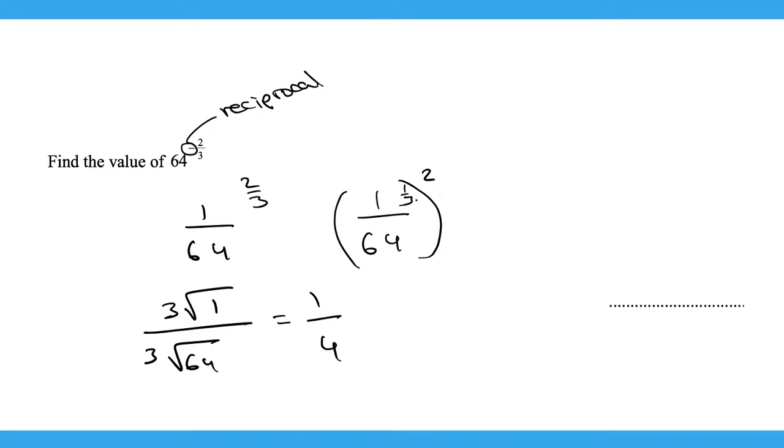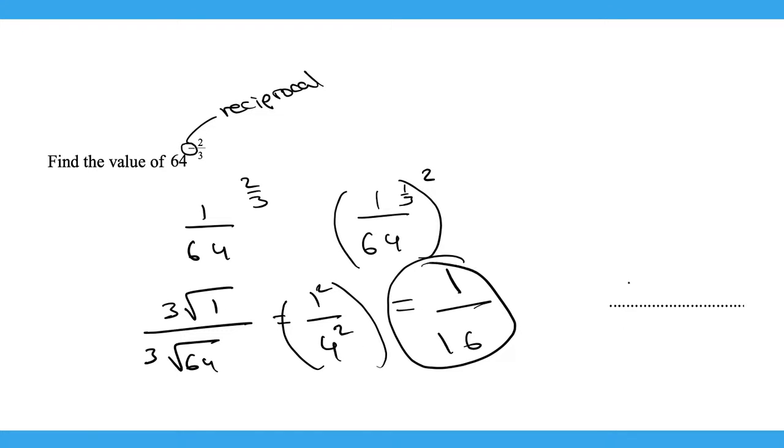Now we've separated out the 2, we now need to square it. We need to square both sides. So 1 squared and 4 squared, and that's going to give you 1/16, and that's going to be our final answer.